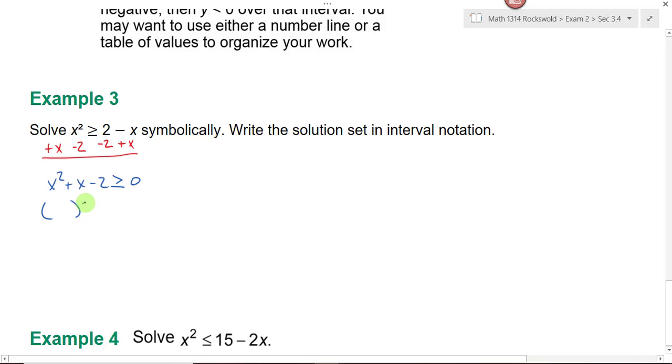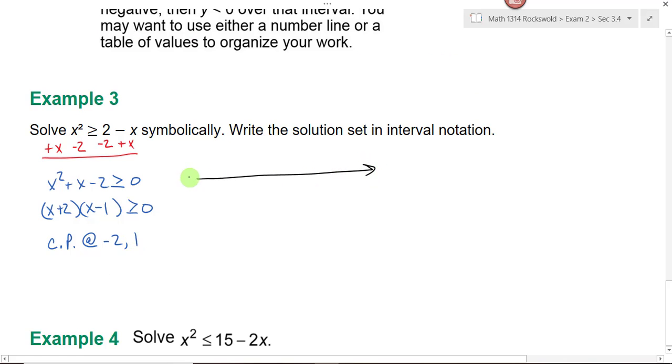Fortunately, this one factors, so these are fairly easy to find. This is going to be x plus 2 times x minus 1. So my critical points, or cut points, are going to be where this quadratic expression is equal to 0. So that's going to be at -2 and at 1. Those would be my x-intercepts.